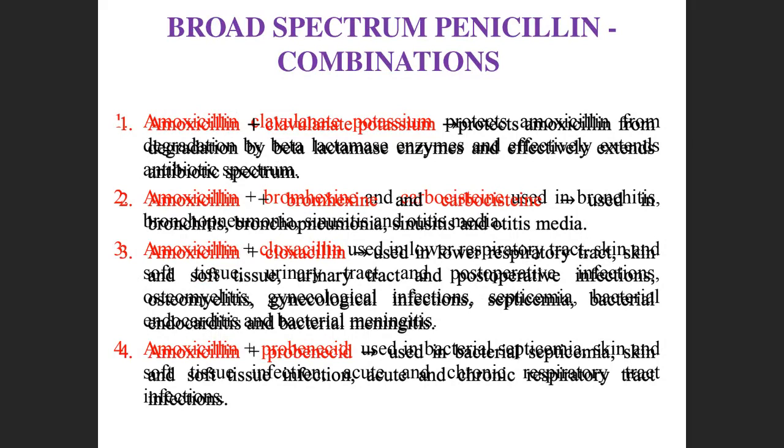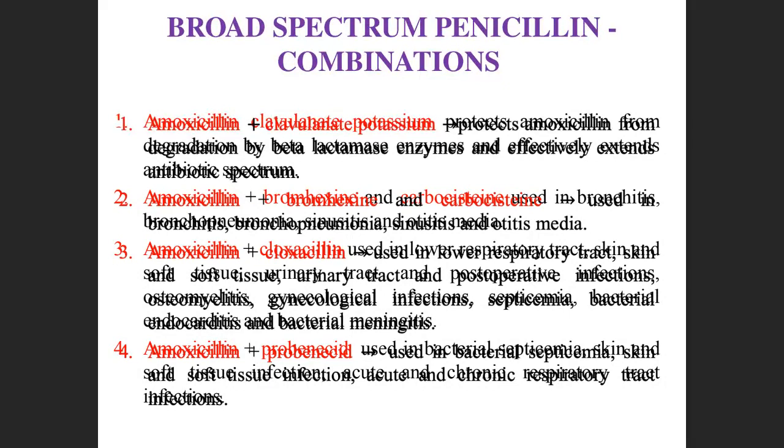The first is amoxicillin plus clavulanate potassium. The function of clavulanate potassium is to protect amoxicillin from the beta-lactamase enzyme. So it helps to extend the antibiotic effect of amoxicillin. So clavulanate potassium basically has a protective function. It protects amoxicillin against the beta-lactamase enzyme. If amoxicillin is combined with bromhexine or carbocysteine, it is used in the treatment of conditions of the respiratory tract such as bronchopneumonia, bronchitis, sinusitis, etc., otitis media, etc.